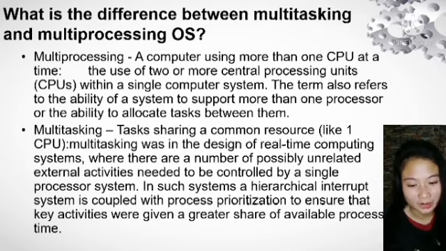While multitasking is tasks sharing a common resource like one CPU, multitasking was in the design of real-time computing systems where there are a number of possibly unrelated external activities needed to be controlled by a single processor system. In such a system, a hierarchical interrupt system is coupled with process prioritization to ensure that key activities were given a greater share of available processor time.